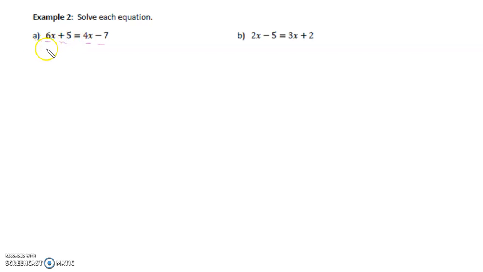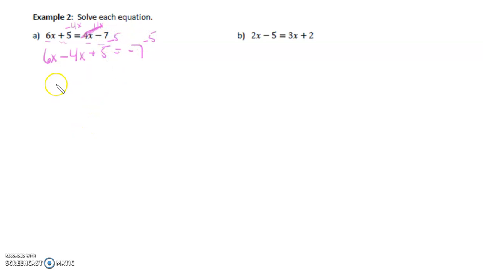So let's leave the 6x on the left-hand side, and let's bring this positive 4x over. So to get rid of the 4x, we have to subtract 4x from each side. Okay, so we get minus 4x, and then we'll just bring down the plus 5 equals negative 7, right? Because those cancel.